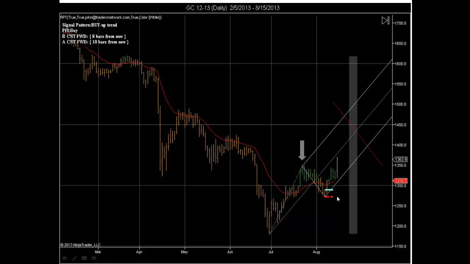Now that this pattern has confirmed, the software will go out and look at the past action and use that information to make the future reaction. And that's where we come up with the B count forward, which says 8 bars from now, and the A count forward, 10 bars from now. That means the B is 8 bars from this price bar here and the A is 10 bars. That is a shaded area. So there are your time projections. It's suggesting that the market will move sideways to higher into this time frame.